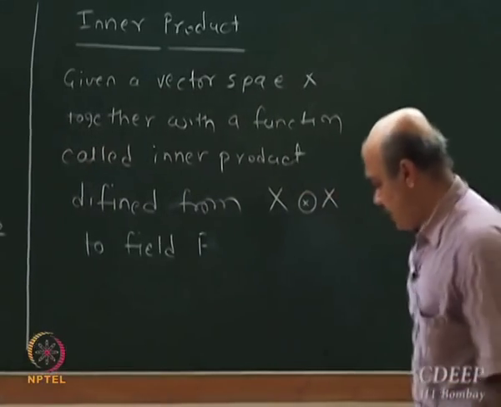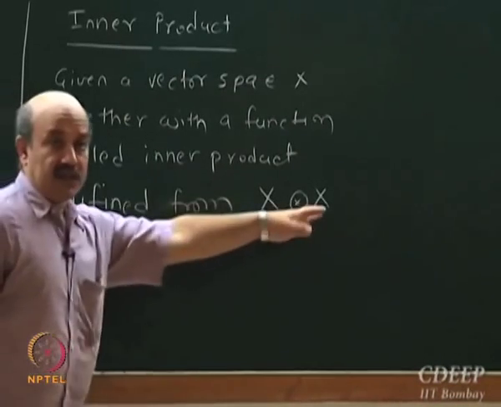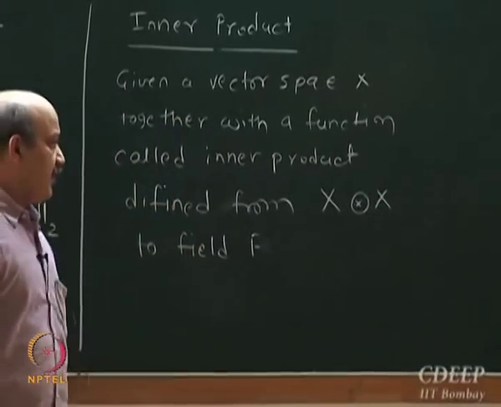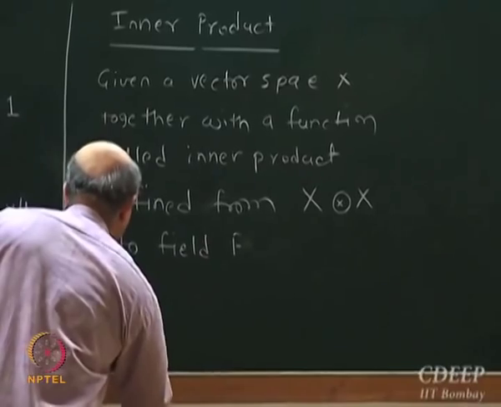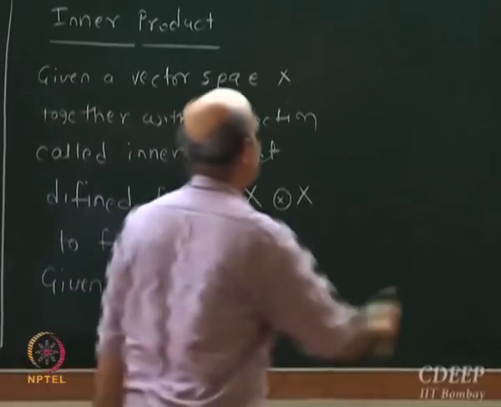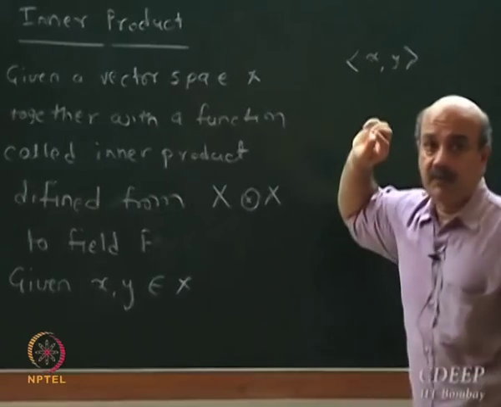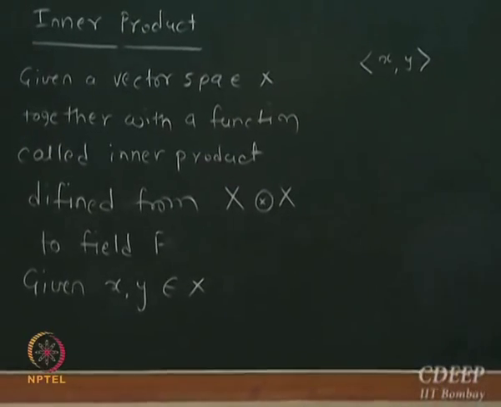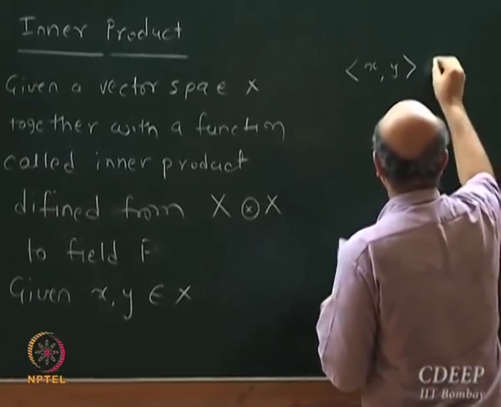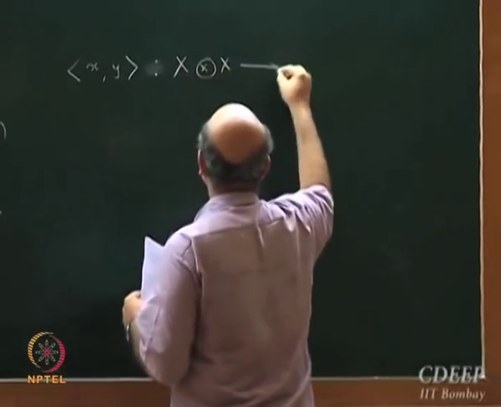So I'm given a vector space X, and a function which is defined on X cross X to the field F. So given x, y that belong to X, I'm going to define the inner product, x inner product y. This is the notation that we are going to use throughout the course. The inner product is defined from X cross X to F.